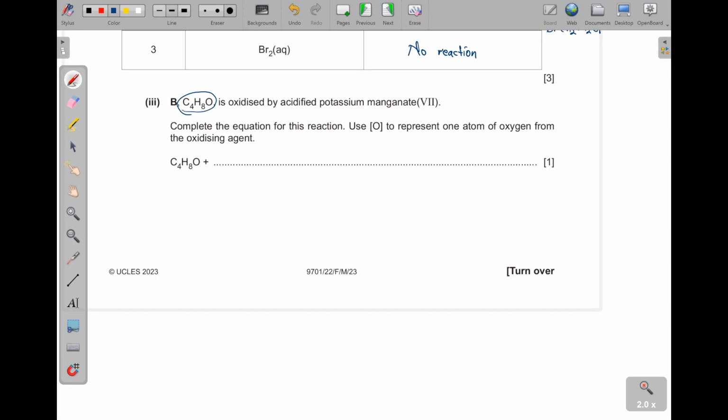B, this is its molecular formula, is oxidized by acidified potassium manganate 7. Complete the equation for the reaction. Use O here to represent an atom of oxygen from the oxidizing agent. Now, when you oxidize an aldehyde, you get a carboxylic acid. Okay, you get a carboxylic acid.